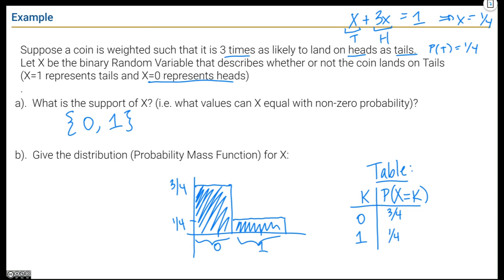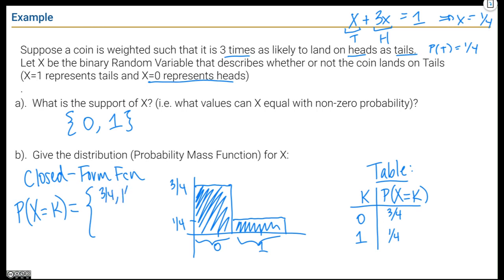The other way is going to be called a closed form function. What that means is just that I can actually come up with a formula where I can write probability x equals k in terms of something, all in terms of k. Instead of writing it as, here I could write it as piecewise. This is not closed form, this is just piecewise, where I write 3/4 if k is 0, or 1/4 if k is 1. And that's completely fine. But by closed form, I can even try to make this a little bit cleaner by coming up with a single formula that captures this pattern or this relationship.